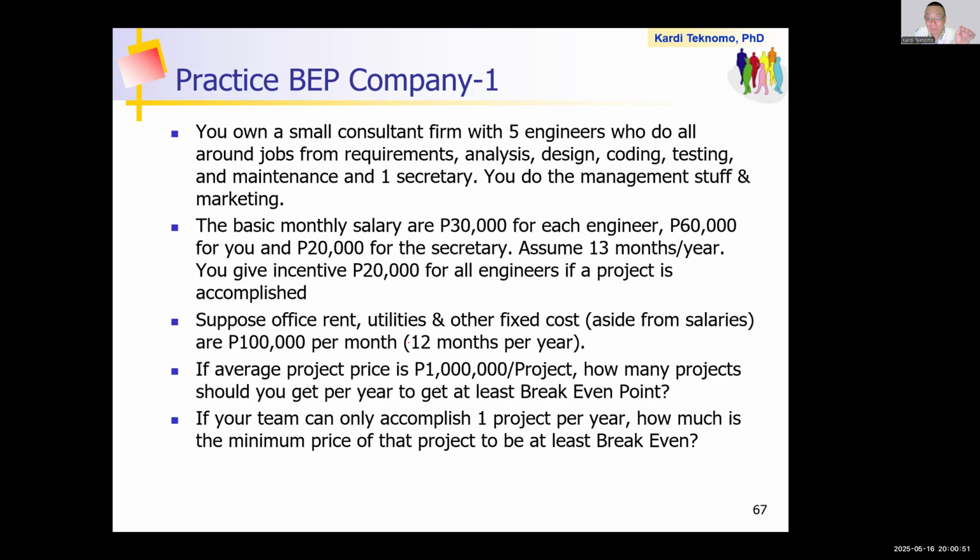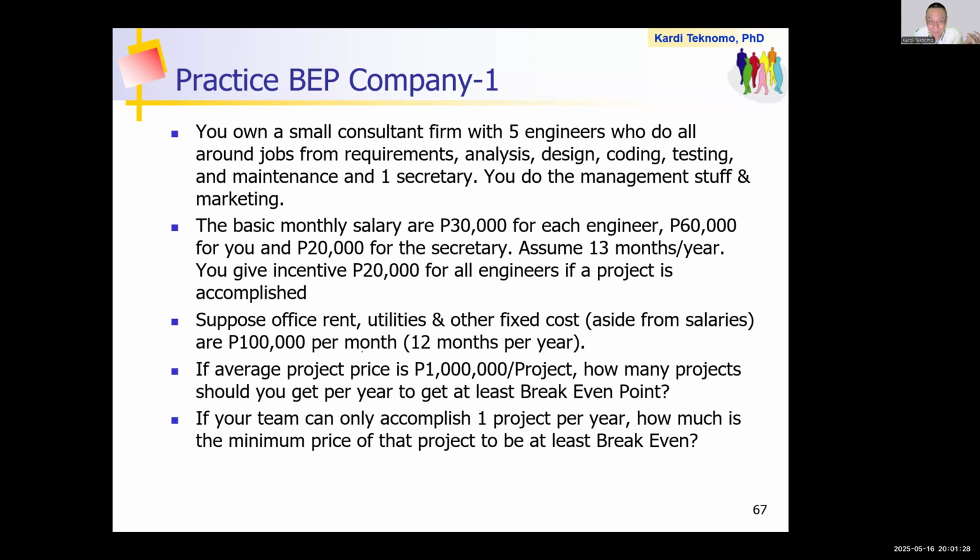So if you look at this example, I try to make the numbers as realistic as possible. So say you have a consultant firm with 5 engineers, and then 1 secretary, and you yourself. So say each engineer you pay 30,000, for you is 60,000, and then secretary is 20K. In the Philippines, 13 months per year, right? And then say you keep incentive, so this is the variable cost. And you also have fixed cost of 100,000 per month.